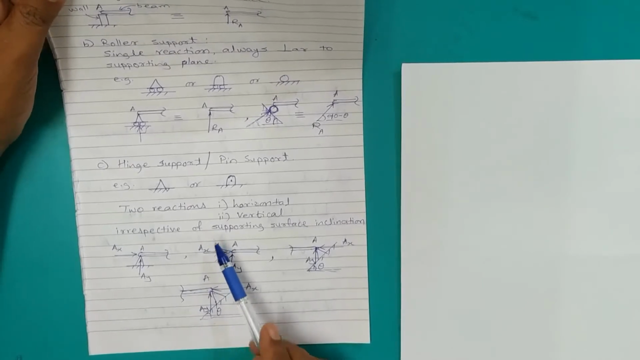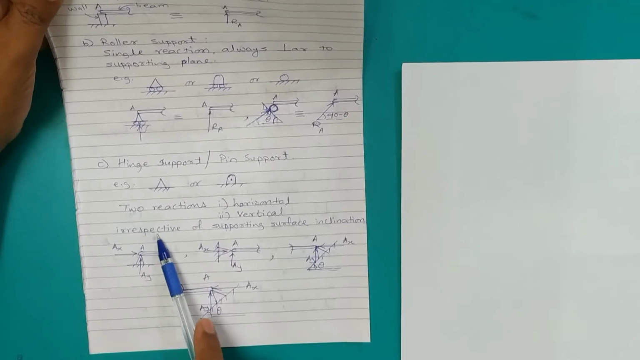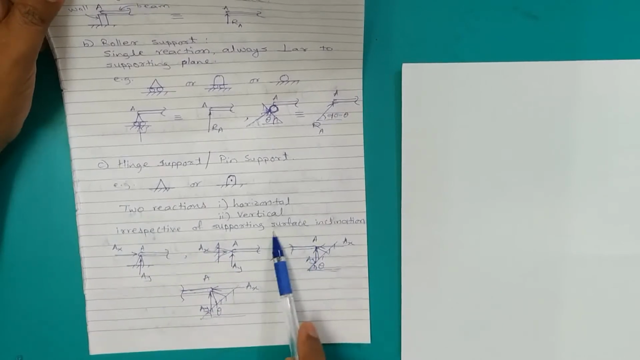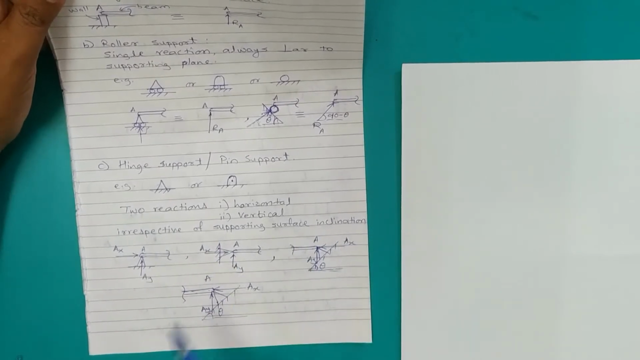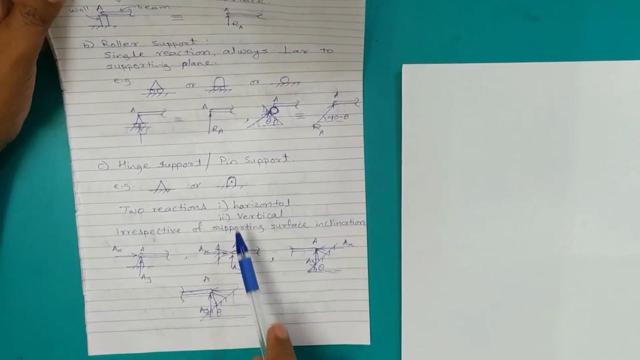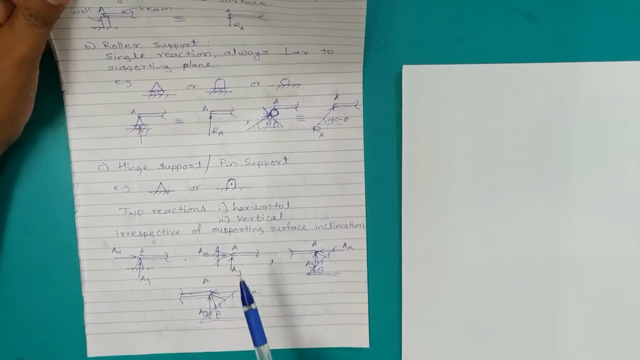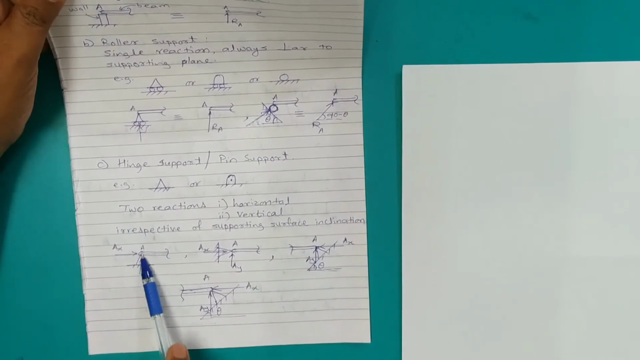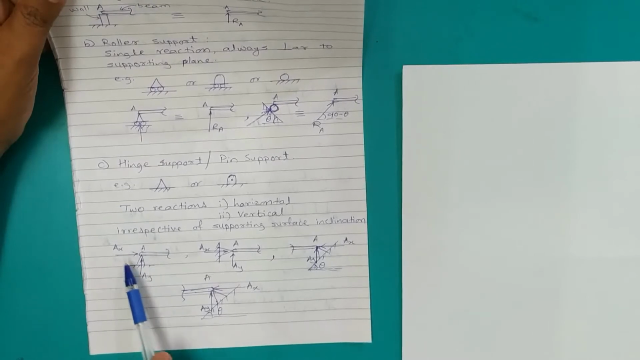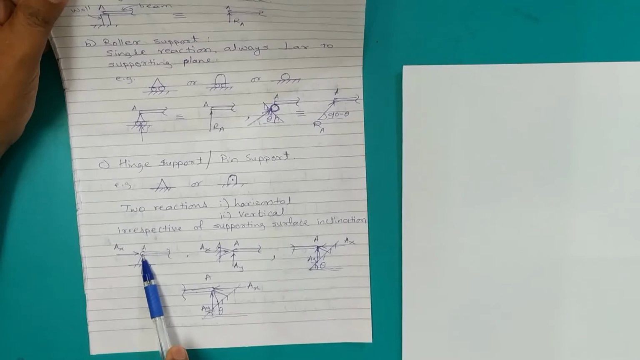Here we have mentioned one very specific thing. It doesn't matter whatever the inclination of the surface on which the hinge is kept. Irrespective of that inclination, the reactions are always going to remain horizontal and vertical only. See, here I have shown one hinge kept on the horizontal surface, and in that case we have two reactions, one horizontal and one vertical.